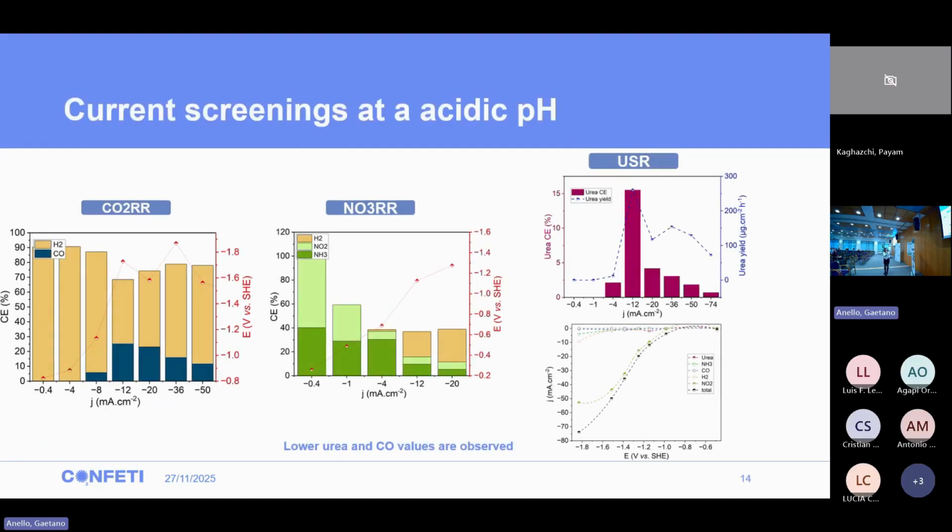And as for acidic conditions, the selectivity for CO dropped, and we were noticing higher levels of hydrogen, and also the selectivity for urea was dropping.